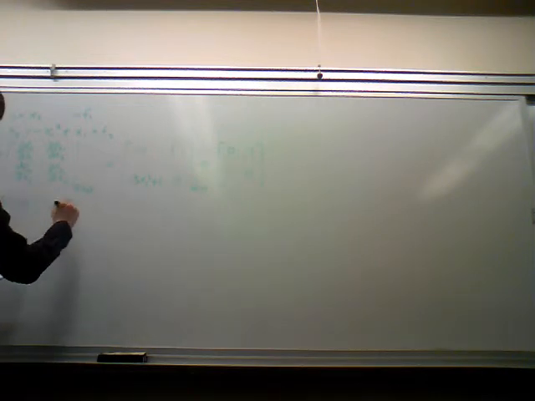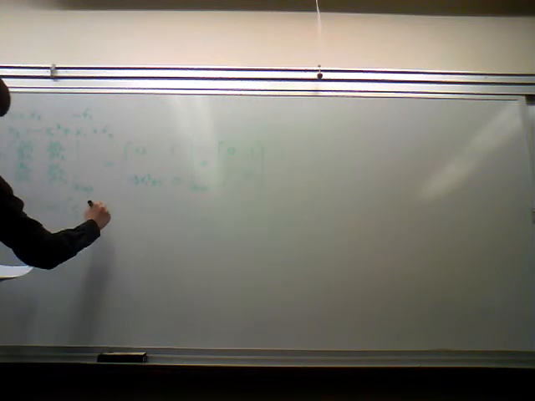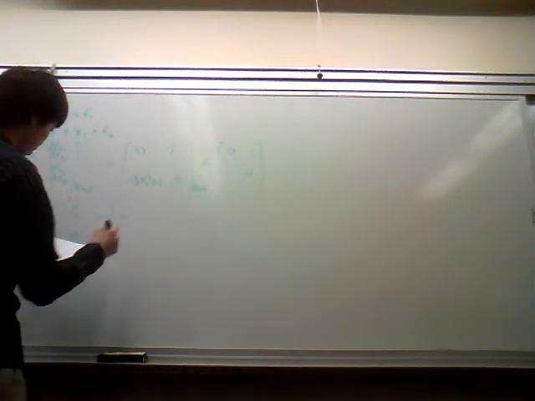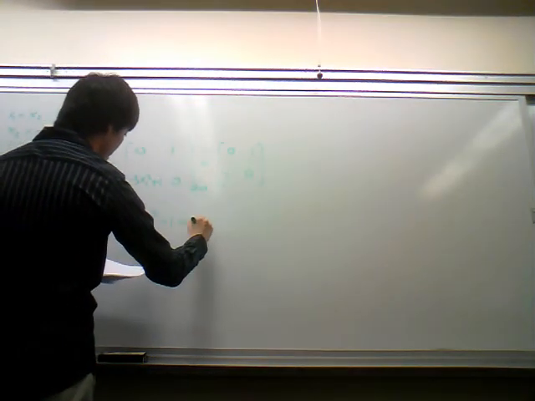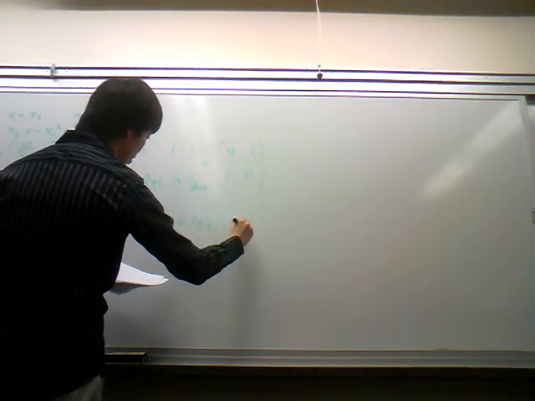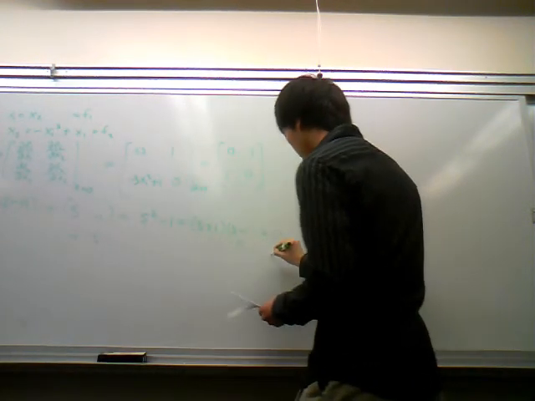We take the eigenvalues of that matrix. So the determinant of sI minus A gives us s squared minus 1, which is unstable.